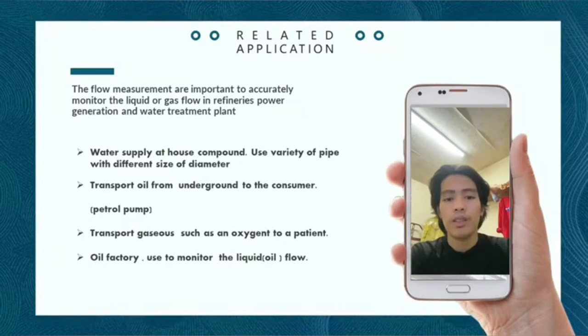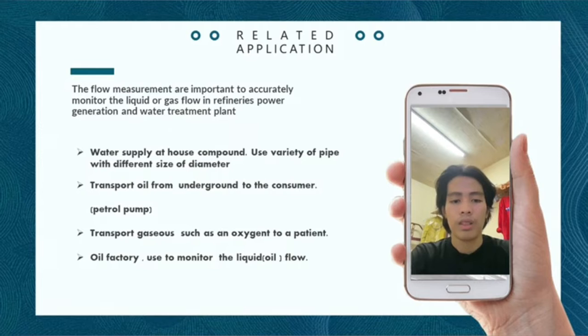The application of this experiment is widely used in our daily life, especially in industry. The first one is water supply from the main tank to a housing compound. We use different diameters of pipe to ensure different pressures of water flow to the housing compound. Even in our house, we have a main tank and the pipe will supply to each room in our home. The next one is oil flow from the underground to a consumer, such as at the petrol pump. The oil flows from the underground to the pump that we use.